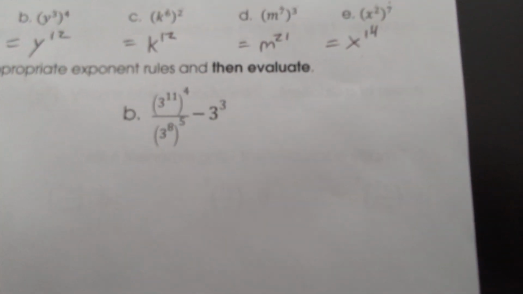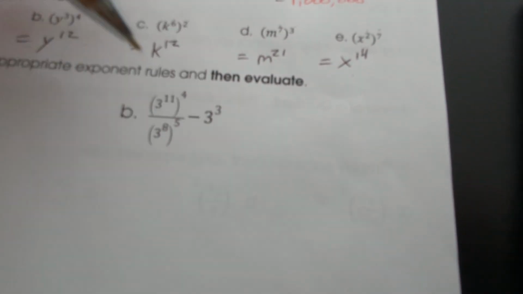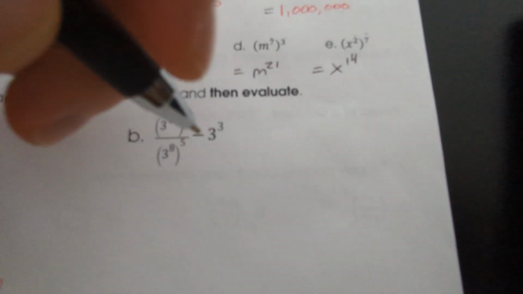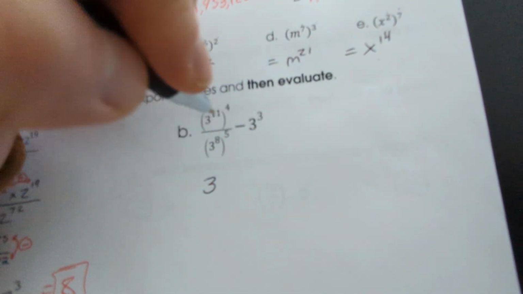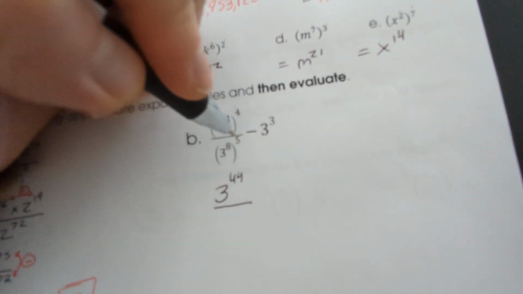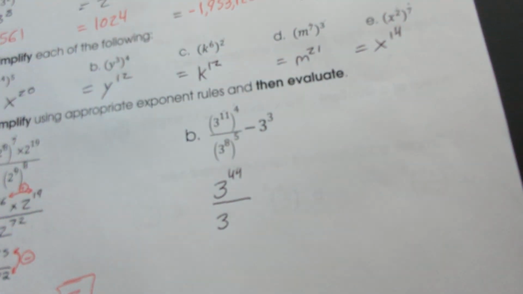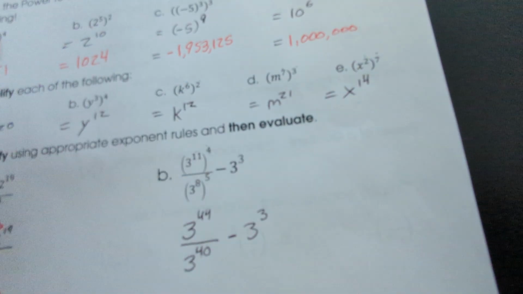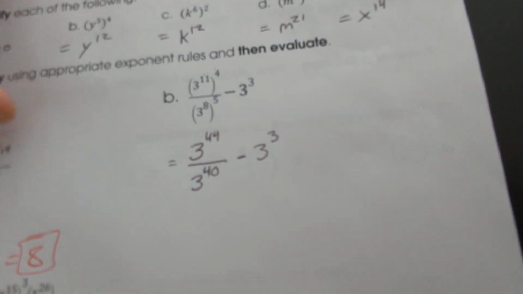Okay. So again, deal with the power with the exponent on top first, which remember we just multiply here. So we're going to leave it. The base is 3. Then we do 11 times 4, which is 44. This is being divided by, we want to multiply these powers. So base is the same. It stays as 3. We multiply 8 and 5 to get 40. And then we're subtracting 3 to the exponent of 3. Okay.